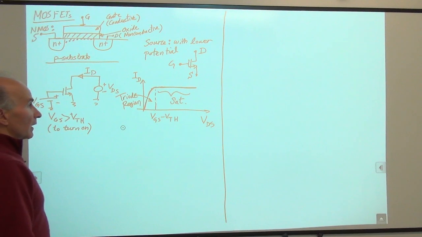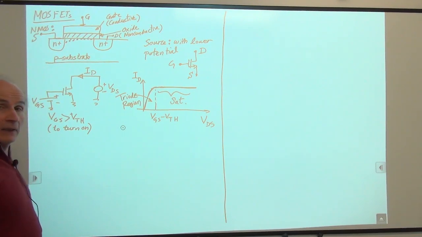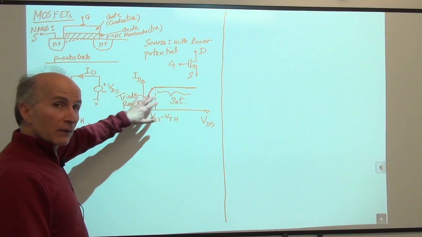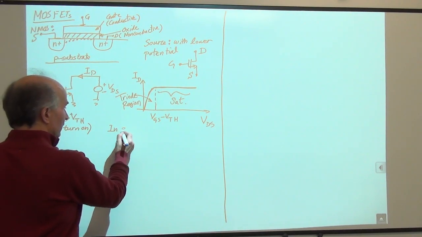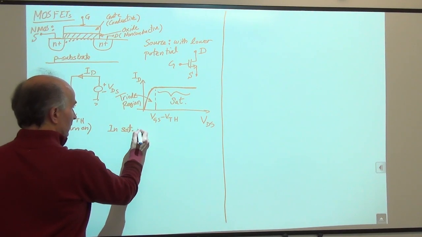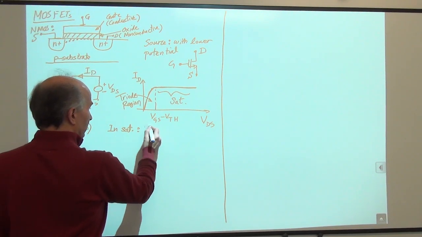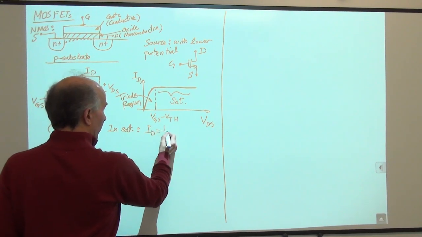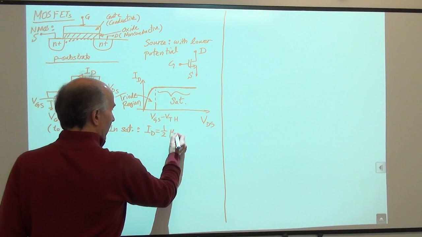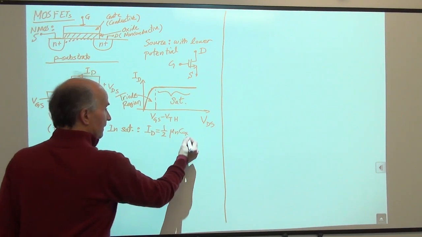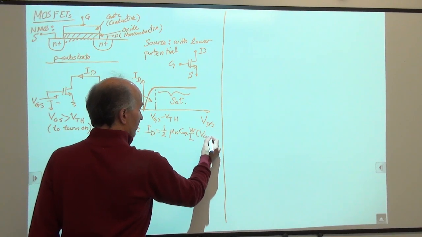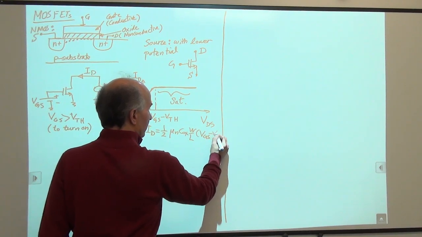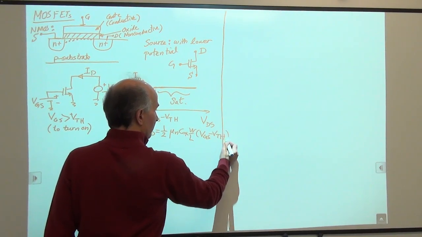Okay, so we would like to find the equation for the current in these different regions of operation. So we say in saturation, this is what we have. ID is equal to 1/2 mu n C ox W over L (VGS minus VTH) squared.